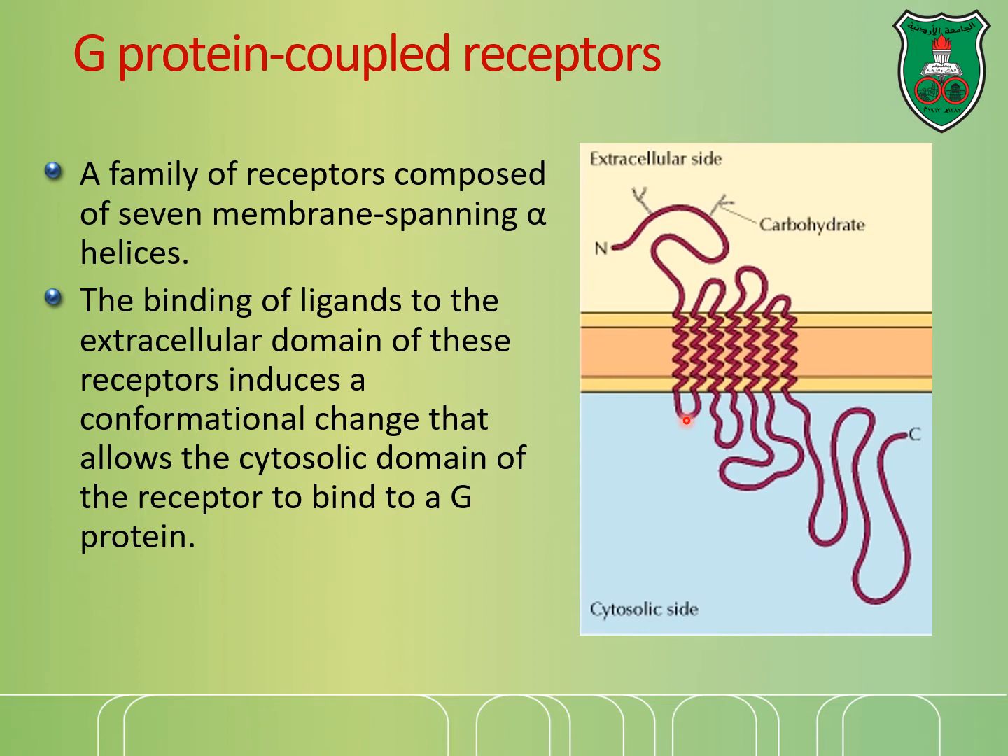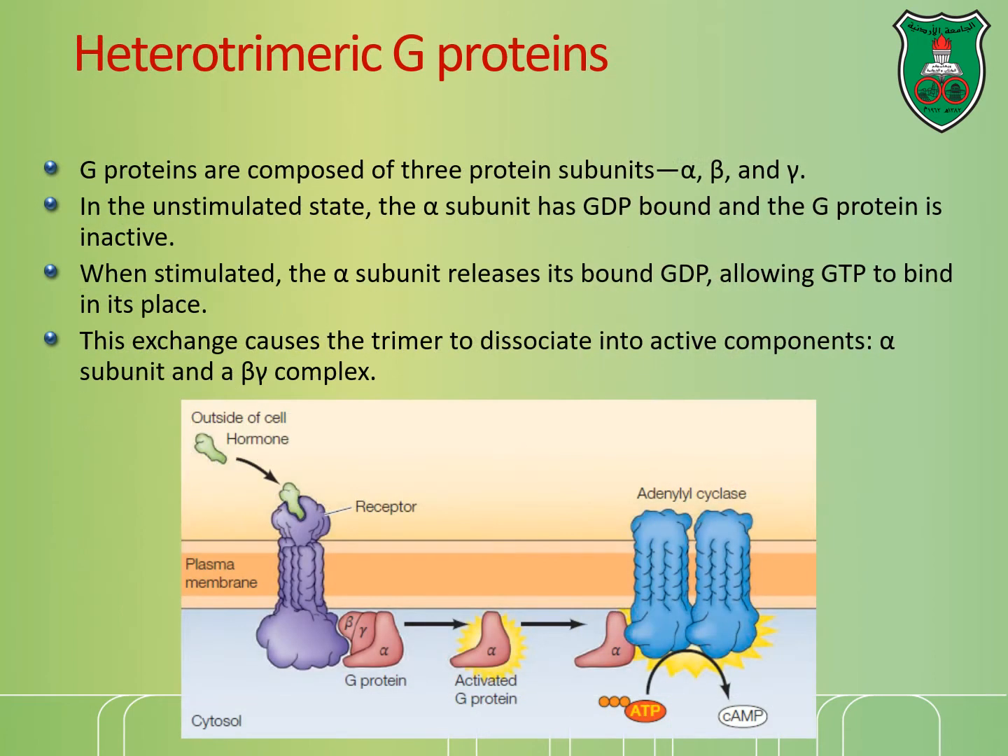So this is really a large family, and it is a very important family, considering that about 25% of drugs treating diseases target G protein coupled receptors. These receptors are bound to a protein known as a G protein. A G protein really is a heterotrimeric protein, meaning that it is made of 3 subunits that are different from each other.